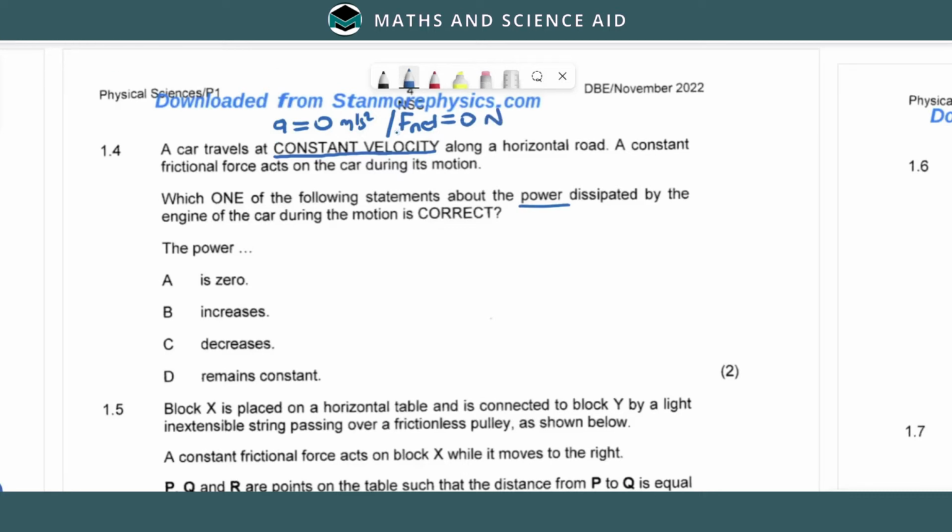Okay, so you must remember that power is the rate at which work is done. And work is the force multiplied by the displacement multiplied by cosine of theta. So we divide that by the change in time. But if the force or the net force applied is equal to 0, it means that the power will be 0. All of this will be equal to 0. So the answer is A for this question.